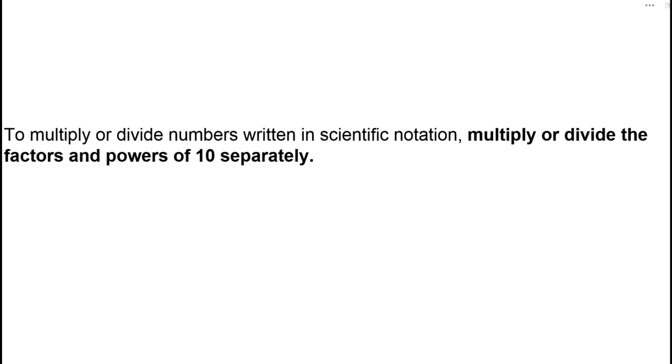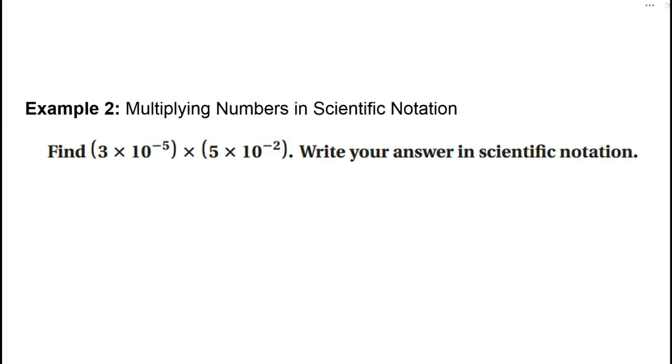All right, so that was adding and subtracting. Now to multiply or divide numbers written in scientific notation, multiply or divide the factors and the powers of 10 separately. So let's see what some of these examples look like. Find 3 times 10 to the negative 5th times 5 times 10 to the negative 2nd.